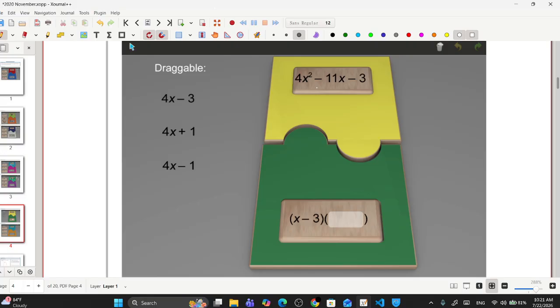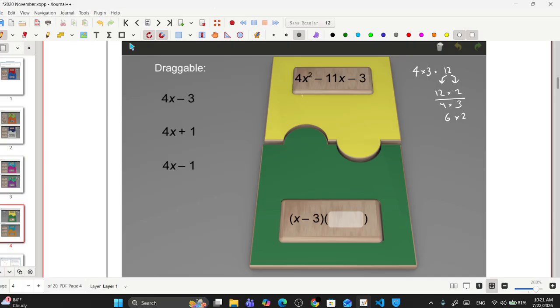So first we multiply 4 and 3, that becomes 12, and then we find a pair of factors. So we have 12 times 1, 4 times 3, 6 times 2, and of course we need a factor that adds or subtracts to give us negative 11. So we select 12 times 1. So we get 4x squared minus 12x plus 1x minus 3, because minus 12 plus 1 becomes minus 11.